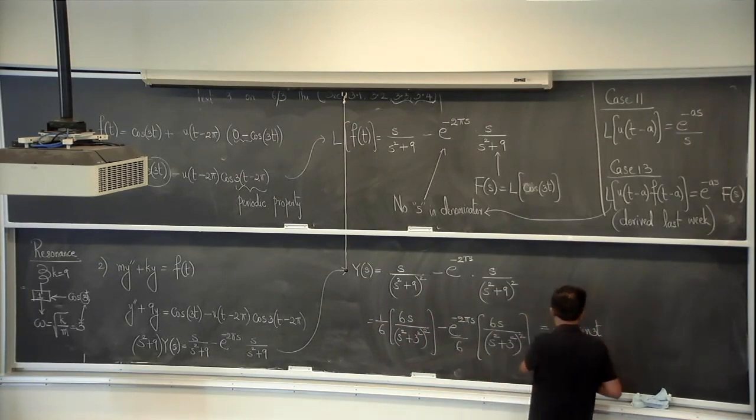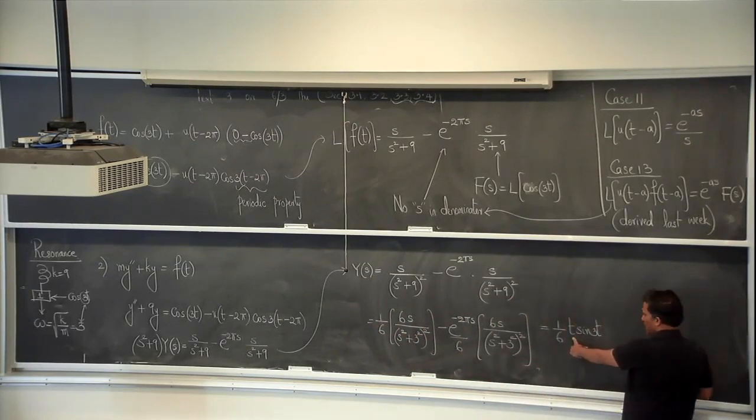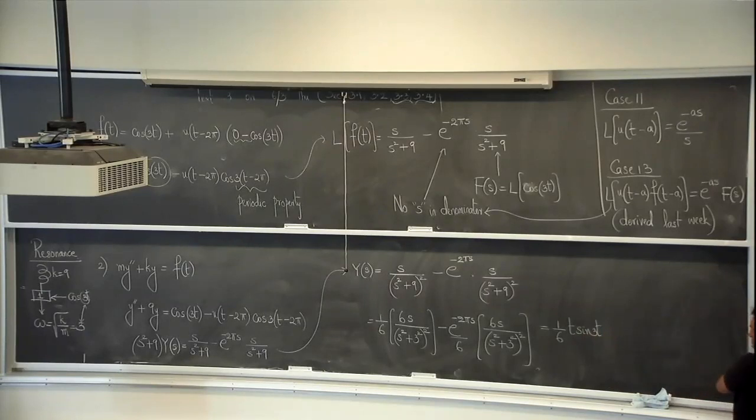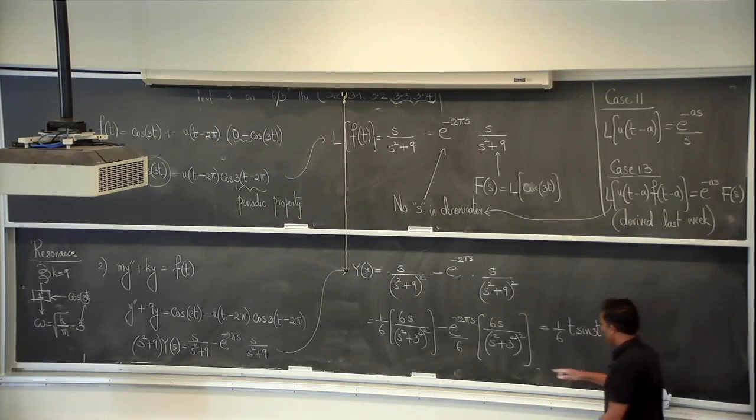This is what happens during resonance. The amplitude just keeps going up to infinity as t goes to infinity, right? If you were doing this using chapter 2, you would have to write x_p equal to t sine 3t plus t cosine 3t and do all that stuff. This is automatic. Minus 1/6.